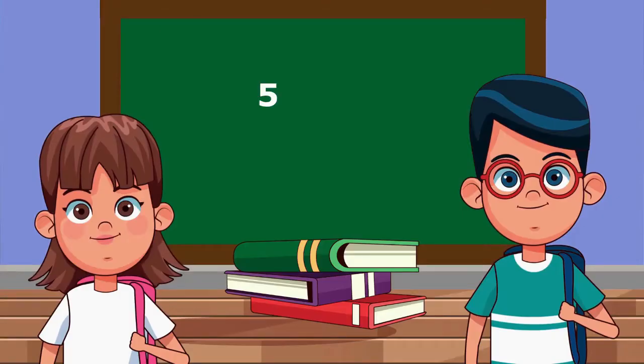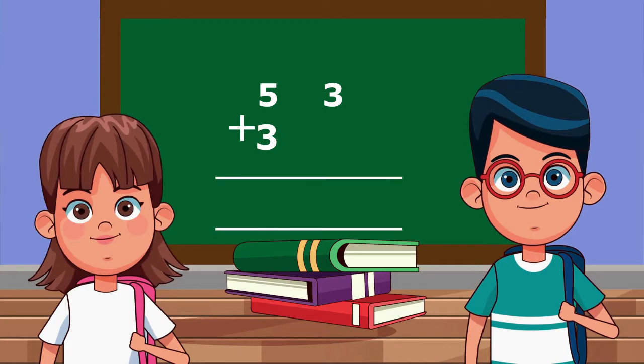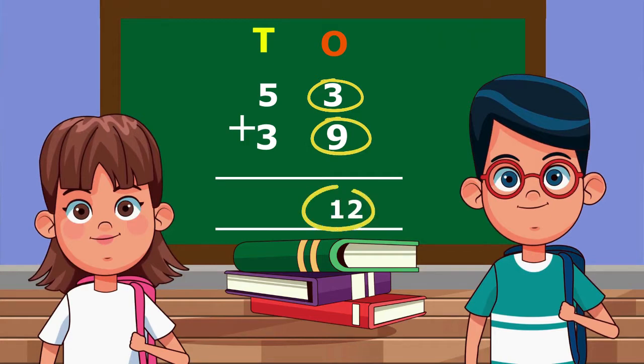Let us add 53 to 39. This is 5 tens and 3 ones plus 3 tens and 9 ones. We begin with adding ones. Let us add 3 to 9. We get 12. This means we have 1 ten and 2 ones. We therefore write 2 ones under ones.